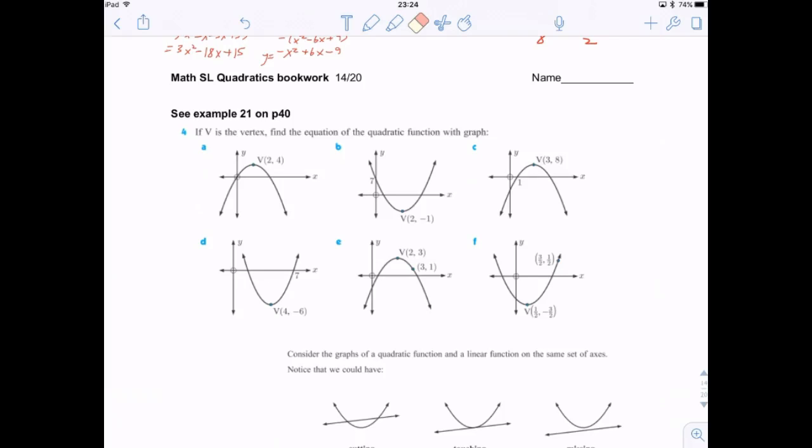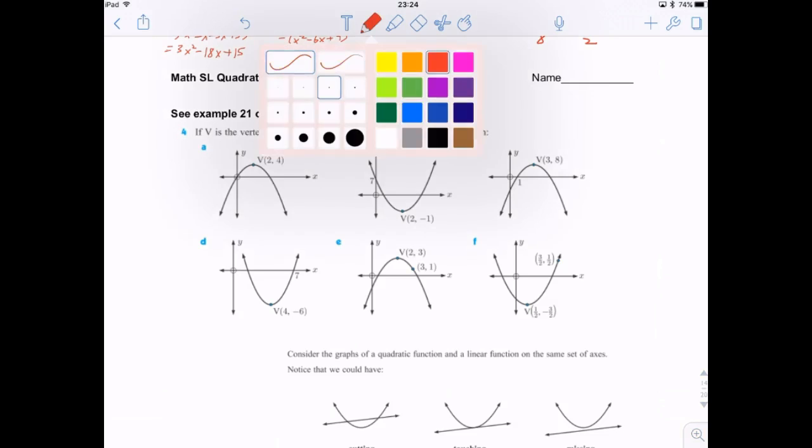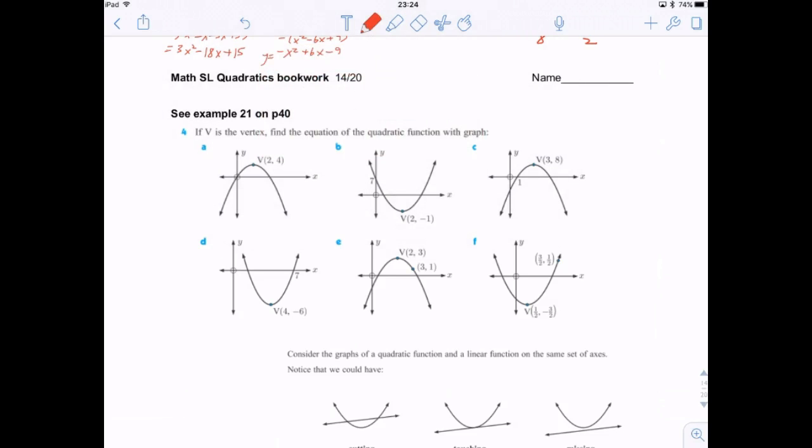Page 14 of quadratics. Here at number 4, we are going to try to find the equation of each one of these quadratics based on the vertex and the axes intercepts. So, of course, if they give us the vertex, then probably the form of quadratic equation that we're going to use is the vertex form, right?